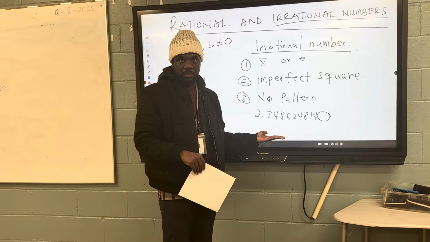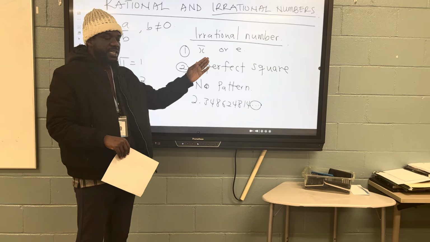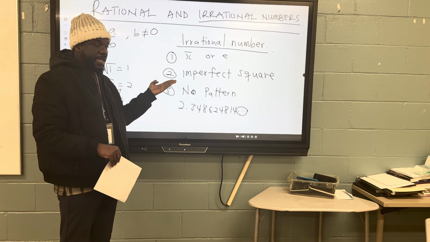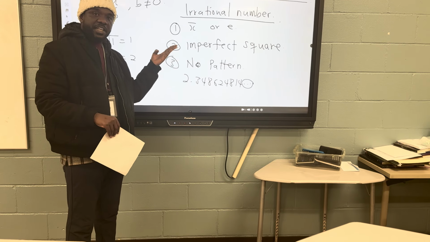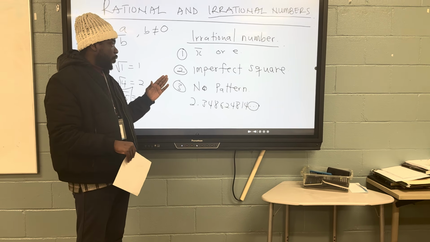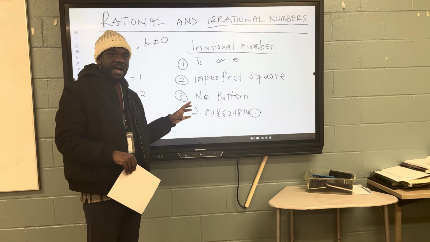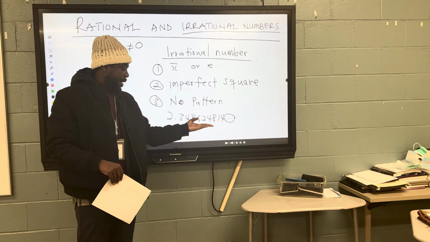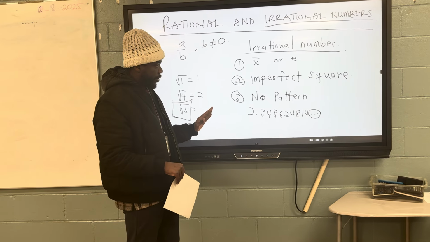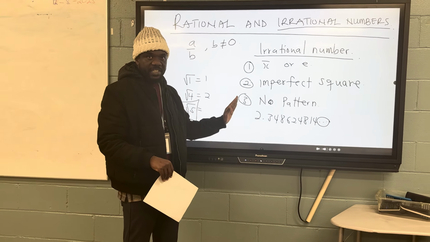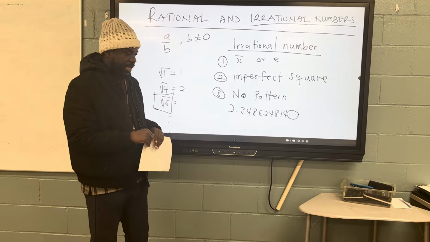So let me take it again. First, look at the number. If the number is pi or e, it is an irrational number. If the number is an imperfect square, when you find the square root of that number and you're not getting an integer, then it means that number is an irrational number. Lastly, if the number has continuing dots at the end, but the digits have no pattern. So these are the qualities or features you have to look at. If you see any of them, then the number is an irrational number.